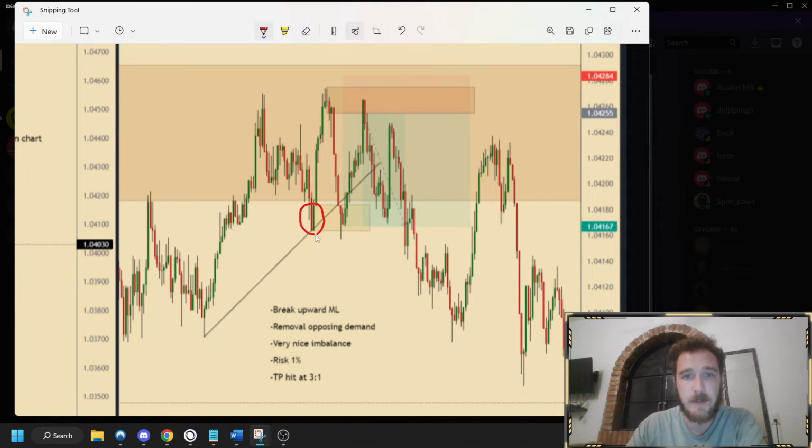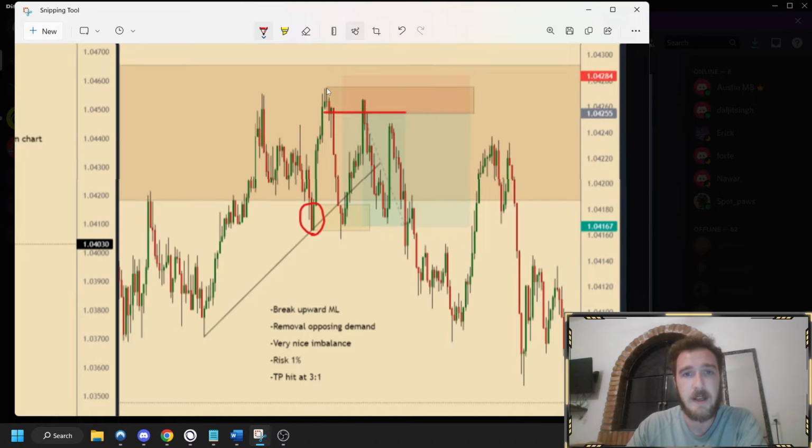opposing zone. I talked about this in my last video, talking about tradable zones and not just trading at every little supply and demand zone out there. We want to make sure that they have a set of criteria. So it did both. It removed the opposing zone and broke momentum line, which statistically improves the quality of the trade when you get both, as well as it's a very good imbalance to the downside.